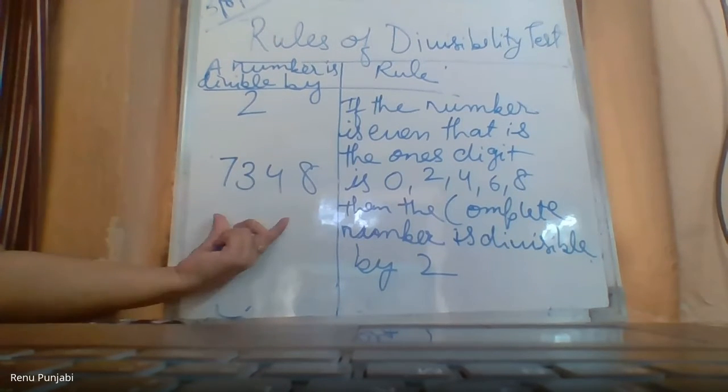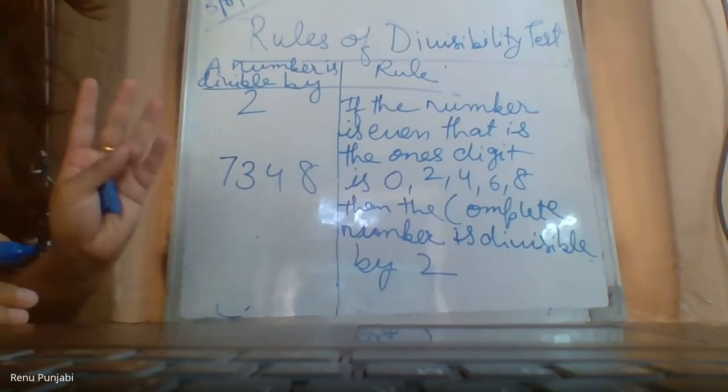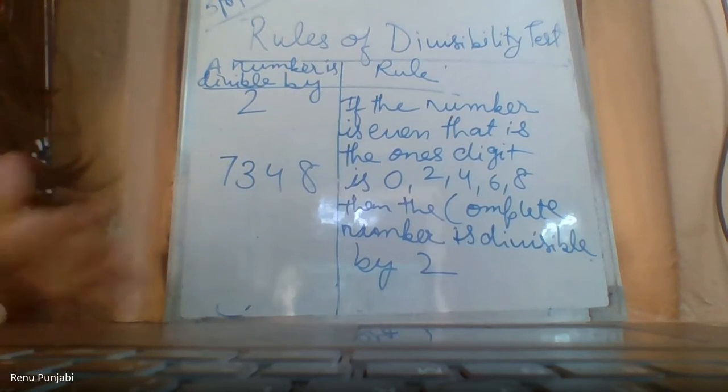So now this big number, how will you check without doing the division? Without dividing, how will you check?